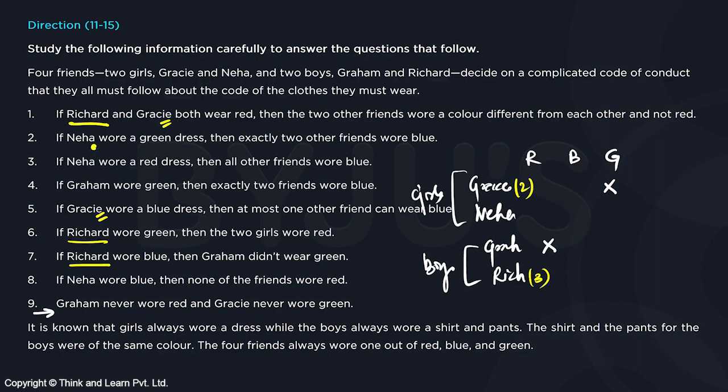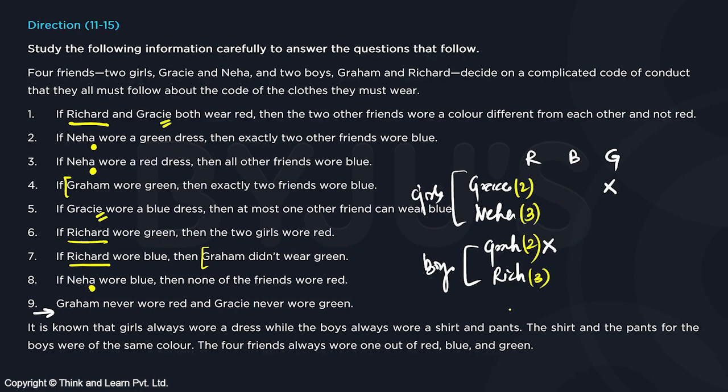If we talk about Neha, Neha is at 1, 2, and 3 places. And if we talk about Graham, Graham is there, and Graham is here as well. So Graham is at 2 places. So we can either start with Richard or we can start with Neha, because we have most statements that cover Neha as well as Richard.